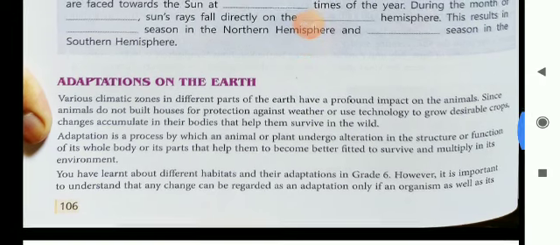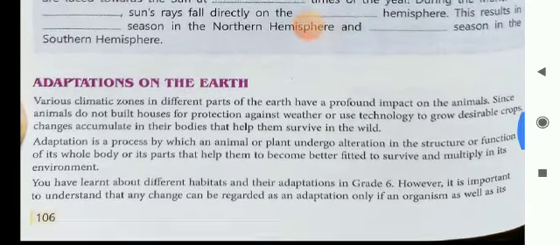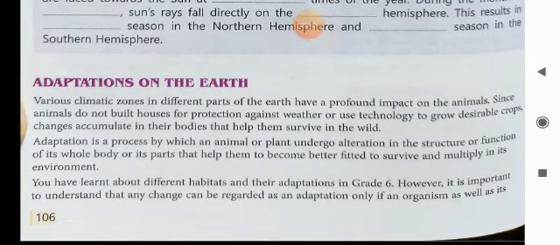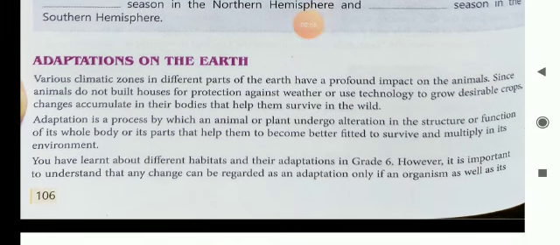All the organisms present on the earth have different body structures according to their environment, and this is known as adaptation.